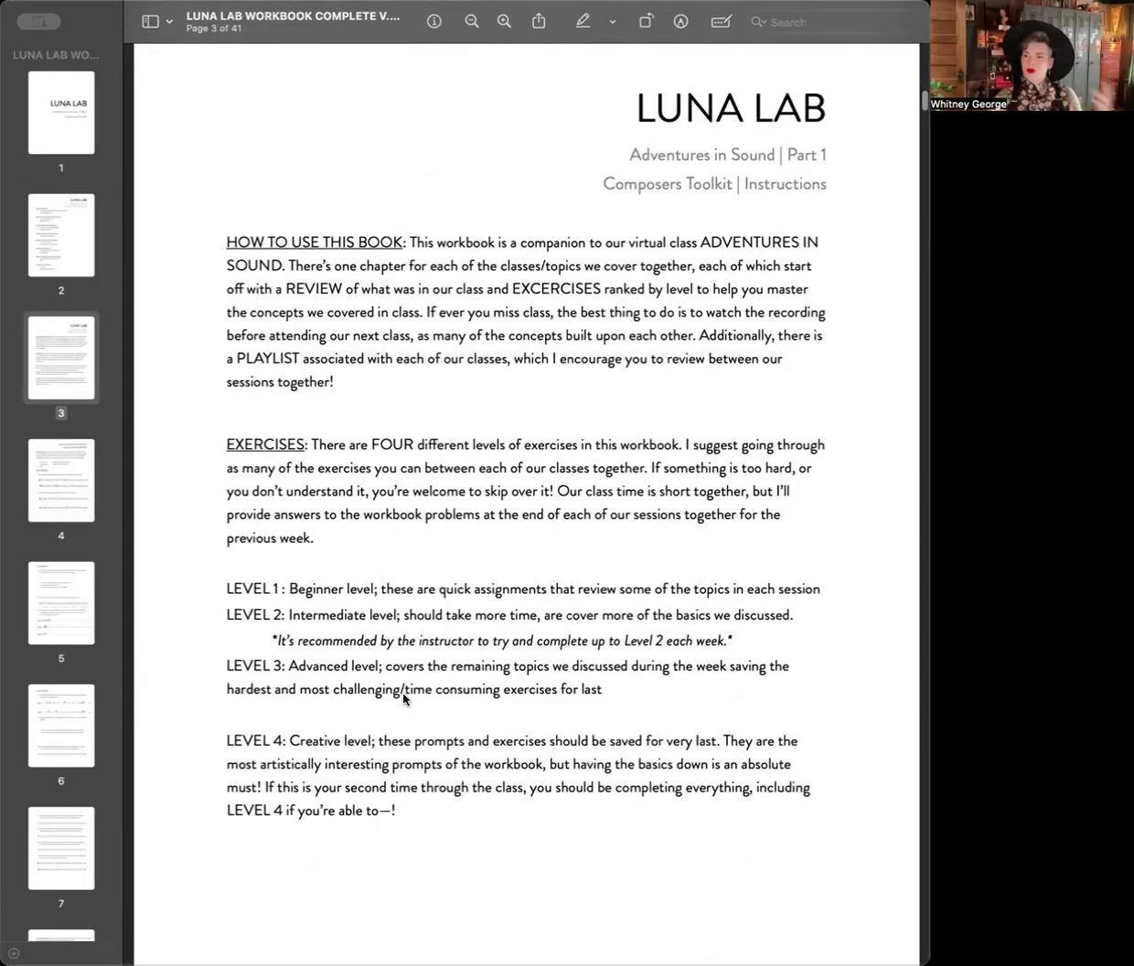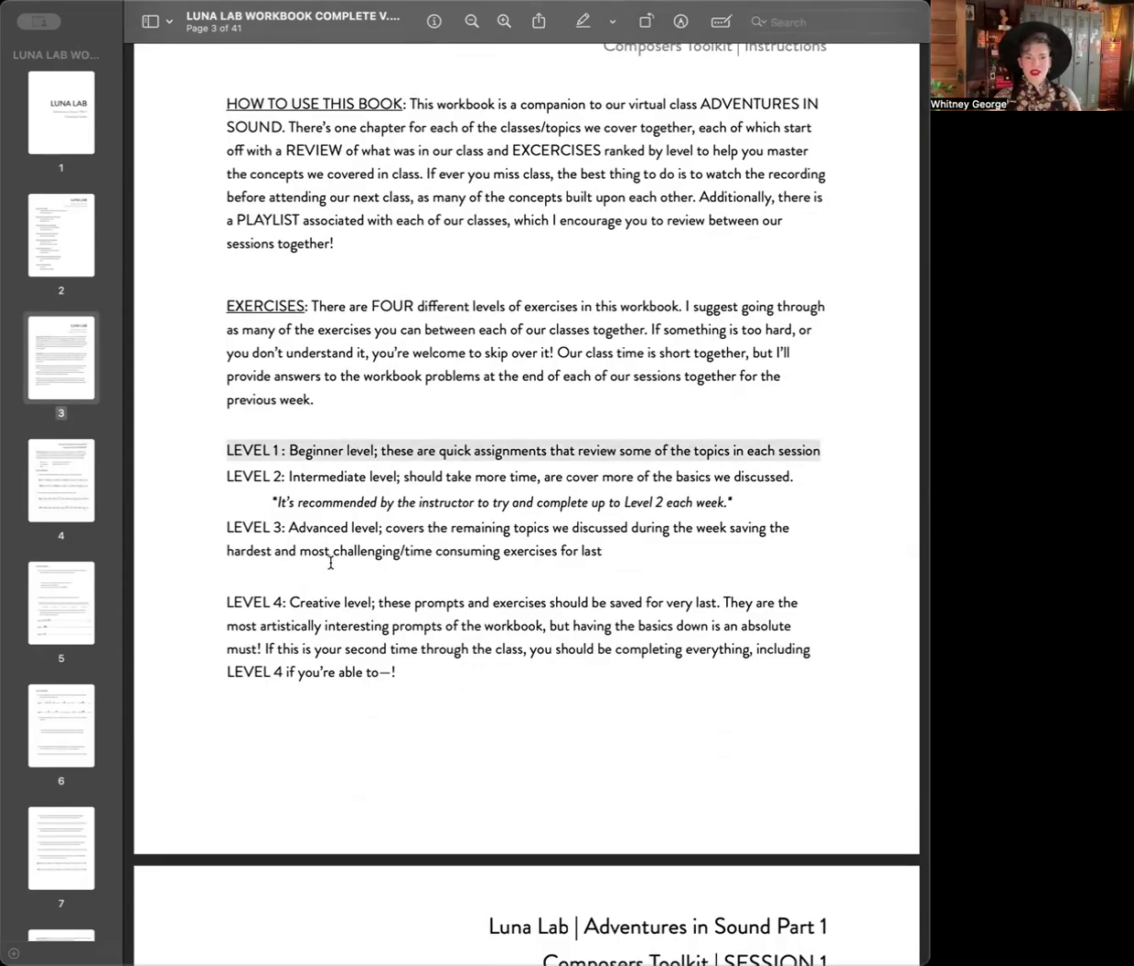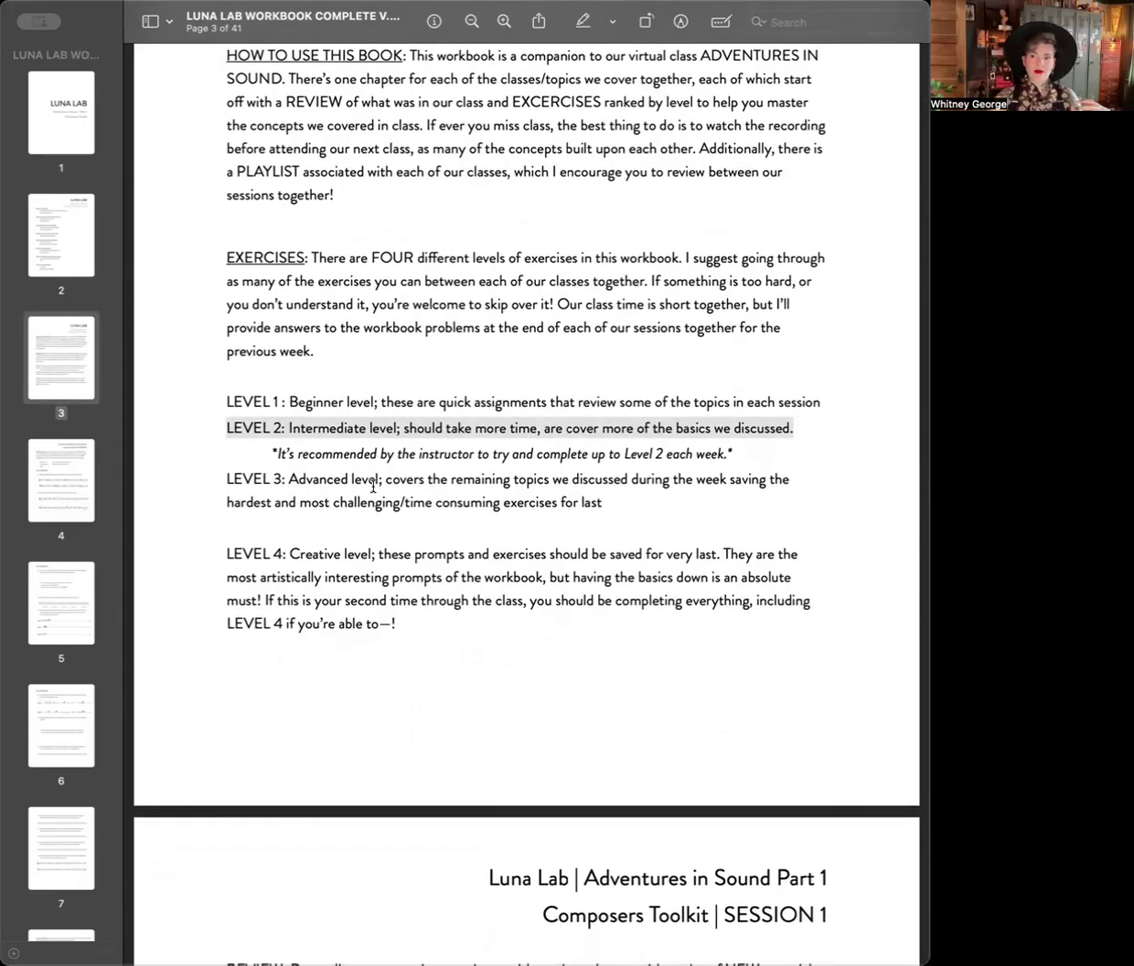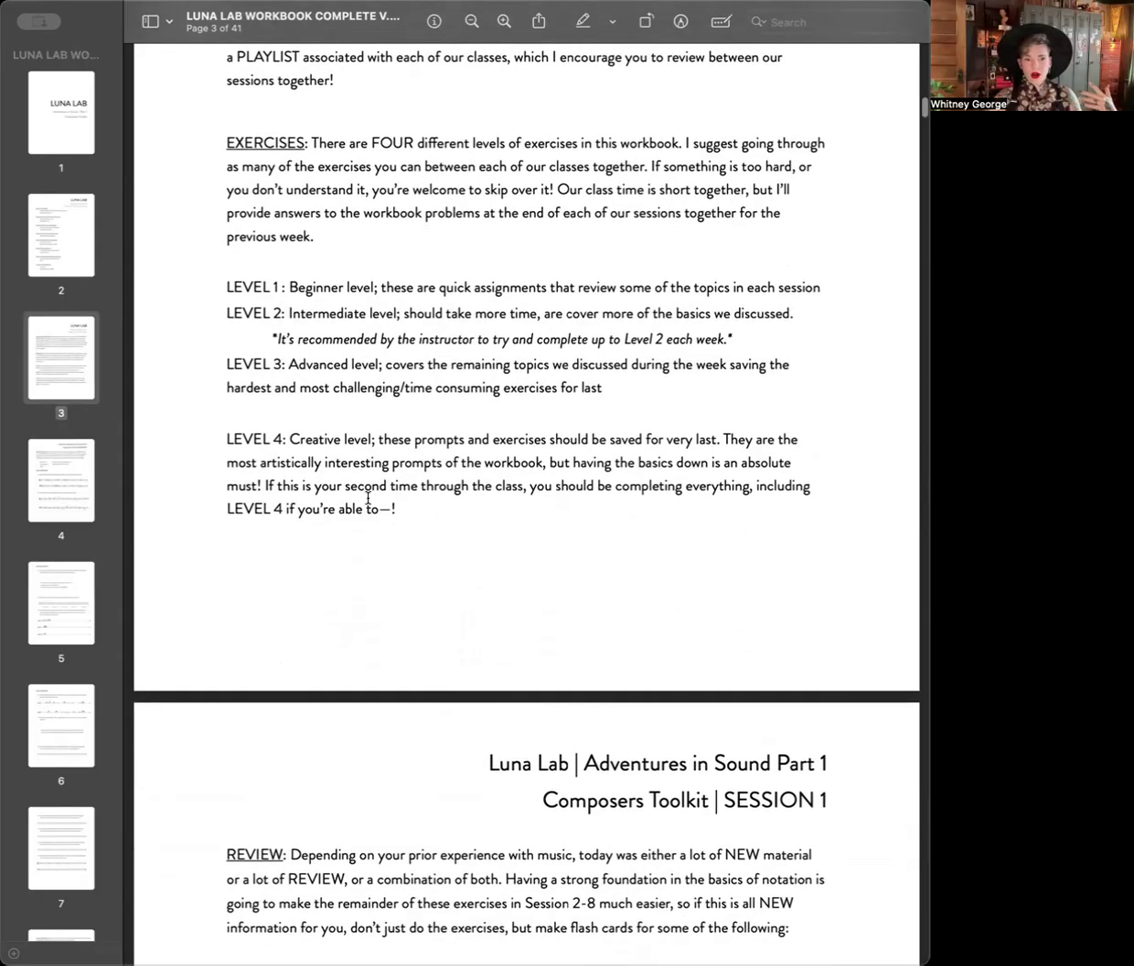And to take a further deep dive into the workbook itself, it comes with an instruction page on how to use it. There are exercises that are tiered in different levels. We have level one, that's a beginner level, and level two, an intermediate level that takes a little bit more time and covers a little bit more in depth the basics that we talk about in class. And then a level three, that's an advanced level. There's also a level four that is set aside or set apart from levels one through three.